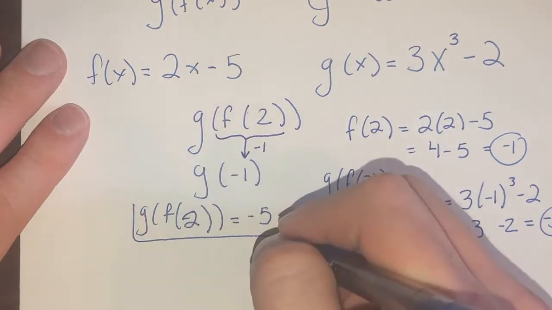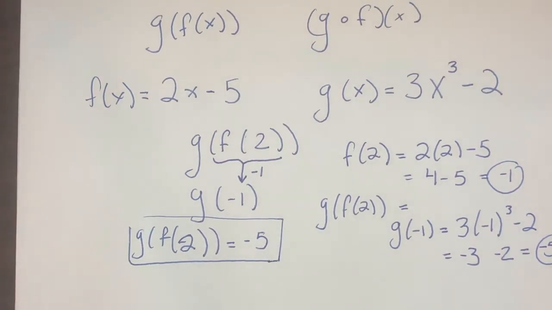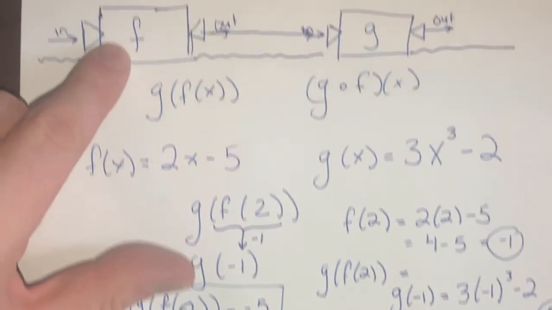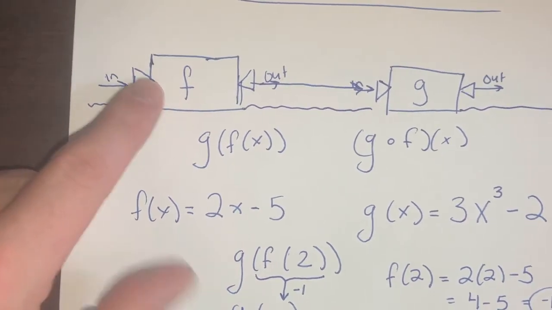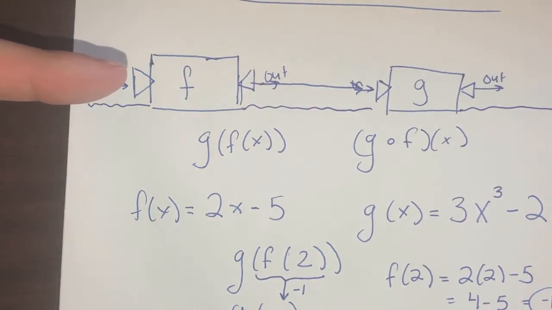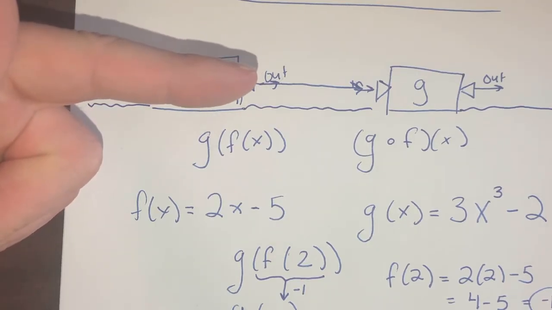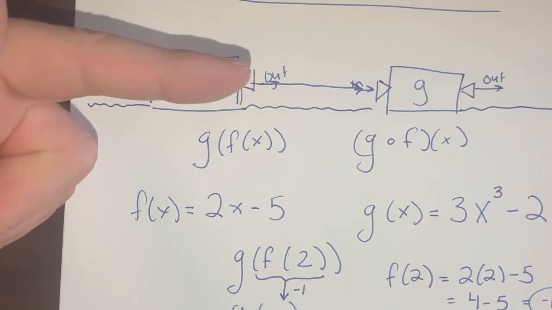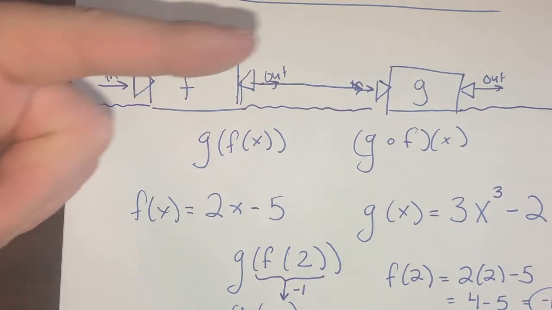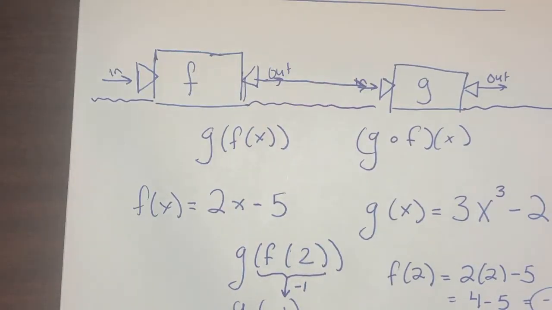So what did I do there? Well, I plugged the number 2 into f. Out came negative 1, and then I took that output from f and immediately used it as an input to g. So it's a little composition of functions. And that's how composition of functions more or less works. You're using the output from one as the input of another.